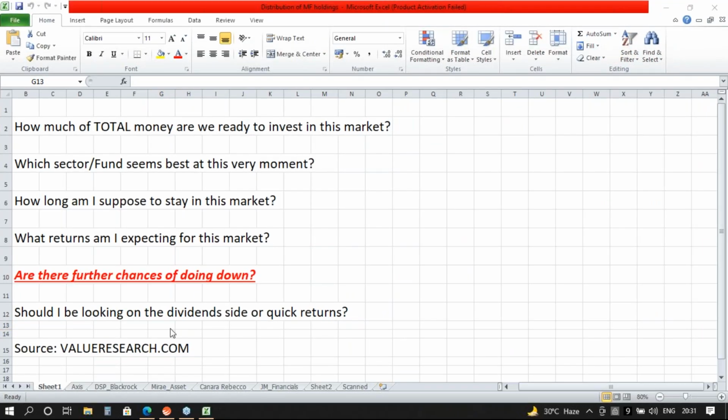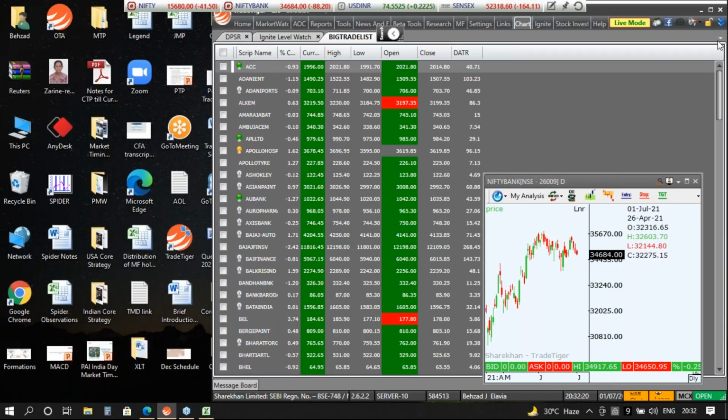There are certain questions that I want you to understand if you're investing in the stock market: how much of the total amount of money we are ready to invest in the market, which is the best sector or fund that you should be viewing, how long, what is your purpose, and what is the expected or average return the fund gives us, what will happen to my money from here, and what is the source. So I'm going to open up a website known as valueresearch.com. Just pay attention over here, please.